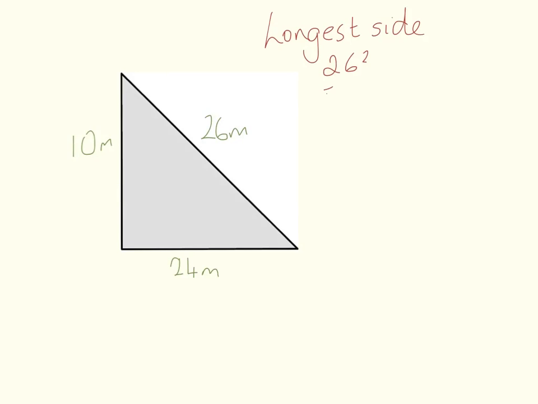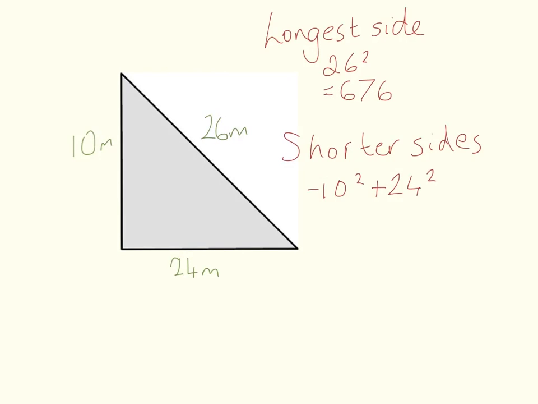So we're going to do 26 squared. 26 squared is 676. We're going to look at our shorter sides. We're going to add together 10 squared and 24 squared. If we do that calculation, 10 squared plus 24 squared, we're going to get the answer 676. We need to compare these numbers.